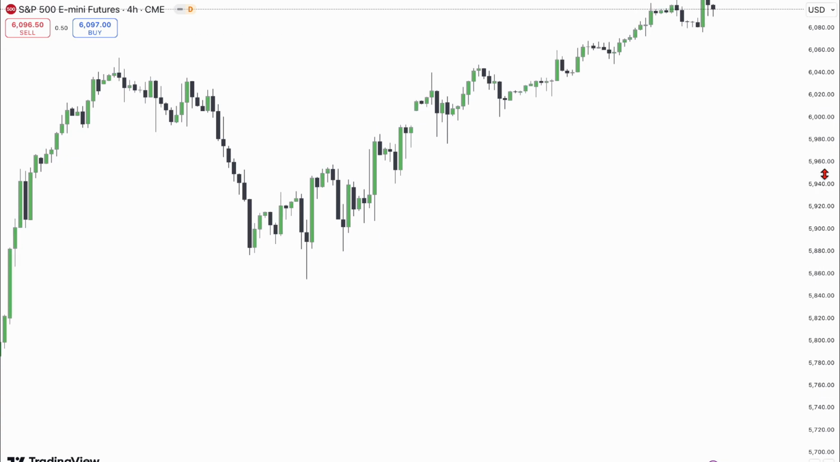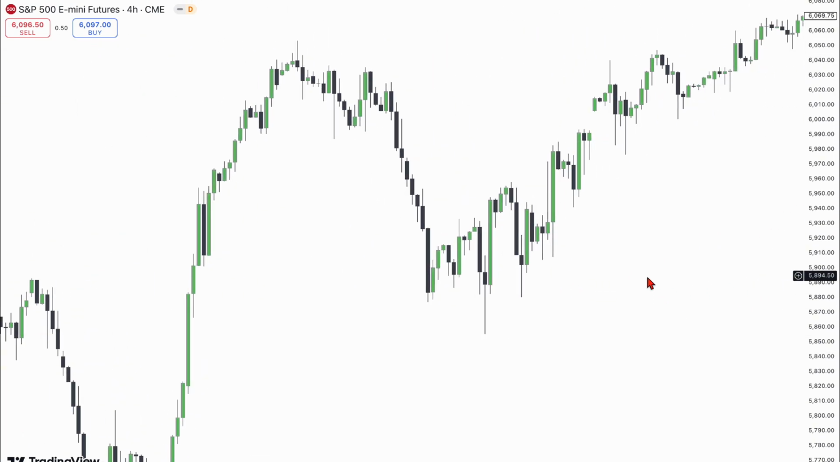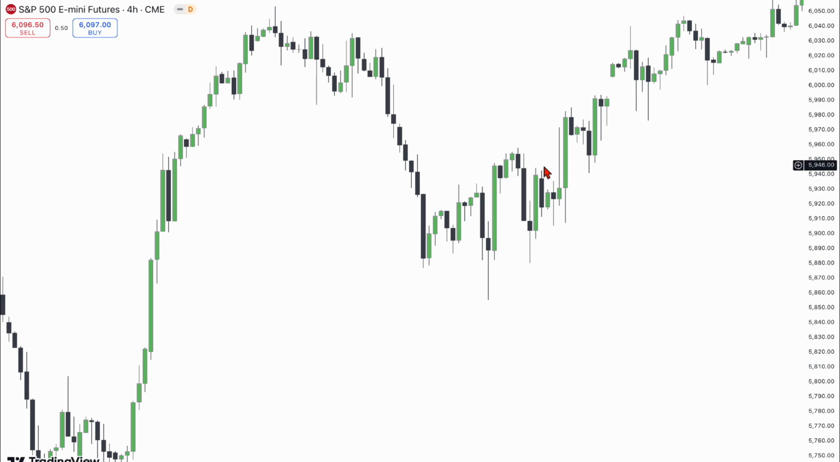Here we have the 4-hour chart of the S&P 500, and we are going to find a valid CRT here. Look here, as this is an old low that will act as a key level, so let's mark it.